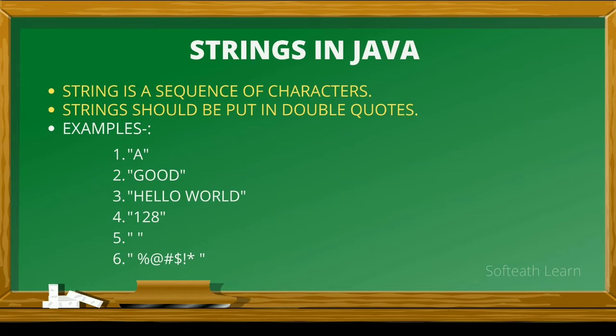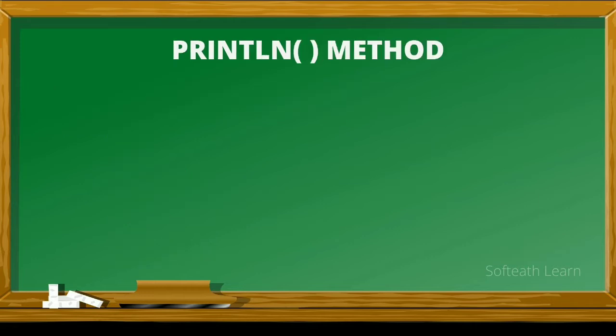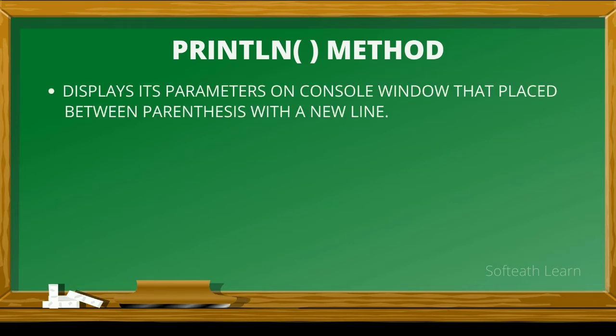Now let's talk about the println method. We will see how we can call the println method or how we can use it. First of all, this method displays its parameters on the console window, then adds a new line. Whatever you put between parentheses will be printed on the console window. So what is a console window? Later on we will see it is a small window where we can see the output of our program.